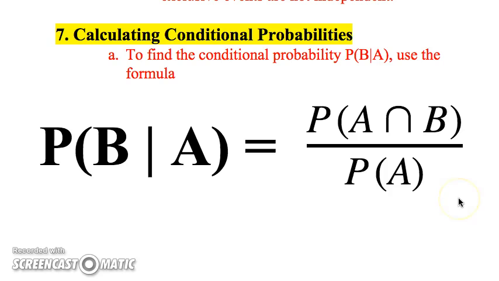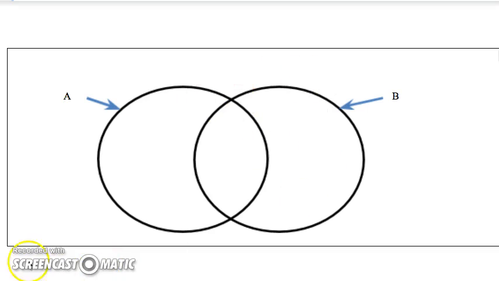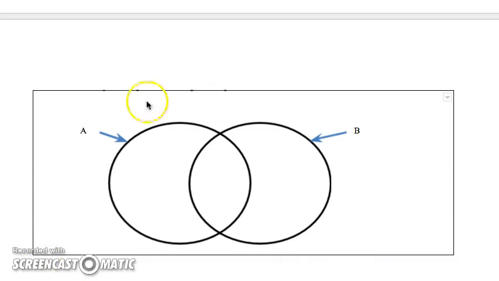The last piece of this video is calculating conditional probabilities. This formula is what we're given: the probability of event B occurring, given that A has already occurred, is given by the intersection of the two divided by the probability of A. Let's see why that is. Here is a sample space for event A and event B, with the whole box representing every possible outcome. These two events are not mutually exclusive because they have an intersection.